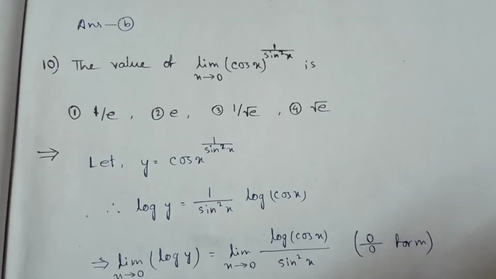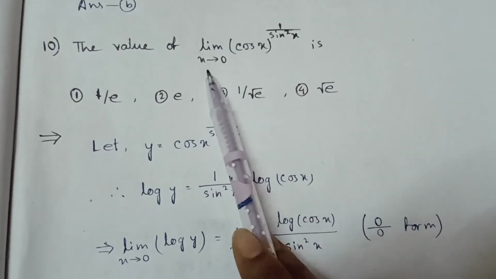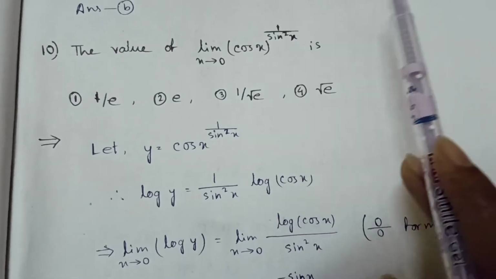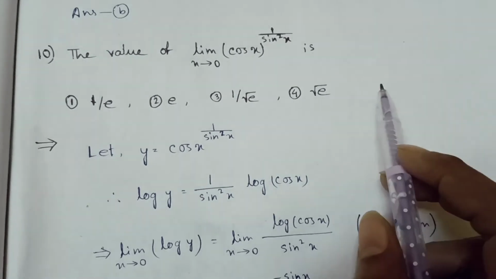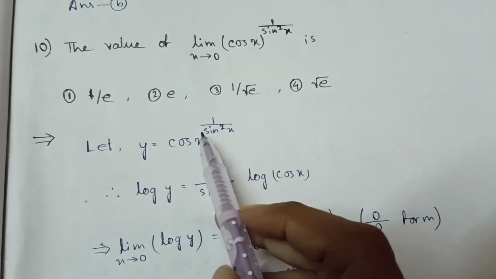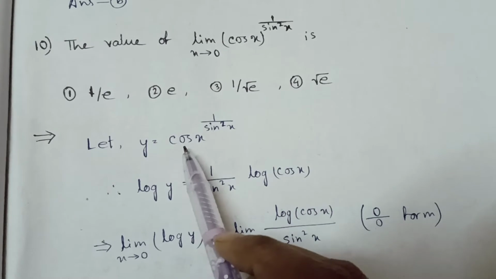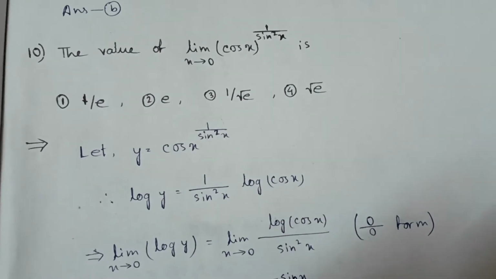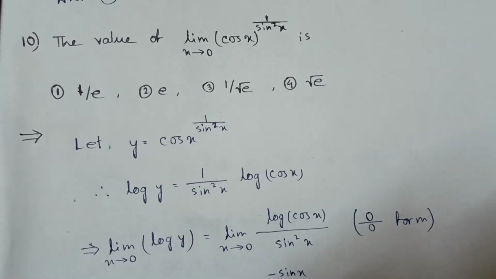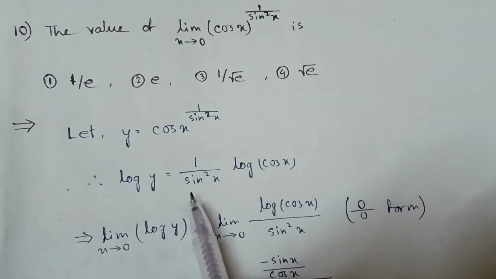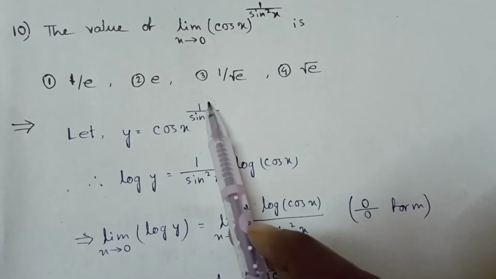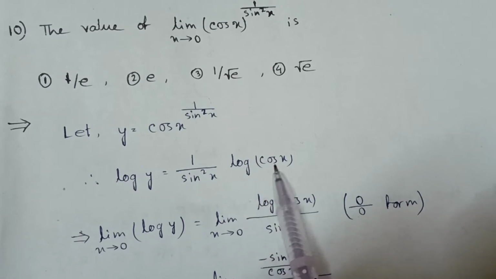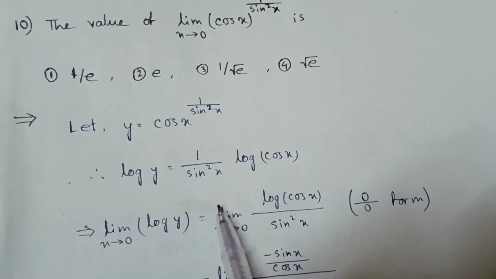The second one says we need to find this limit: cos x whole to the power 1 over sine squared x, when x tends to 0. Now let us take y equal to this whole expression. Now take log both sides. It will become log y is equal to, since this is in the power, it comes to the denominator, so log cos x over sine squared x.